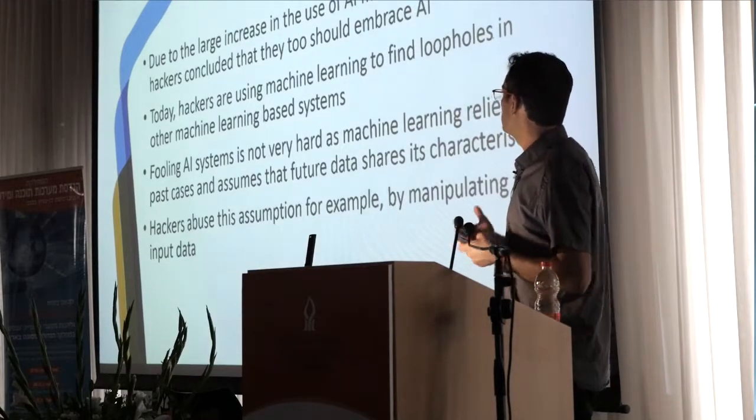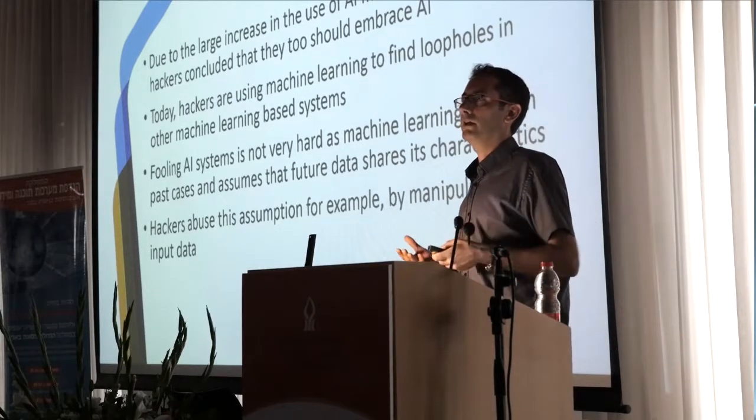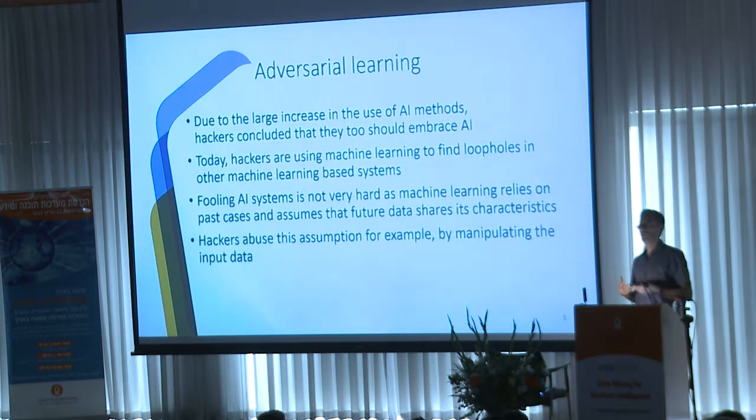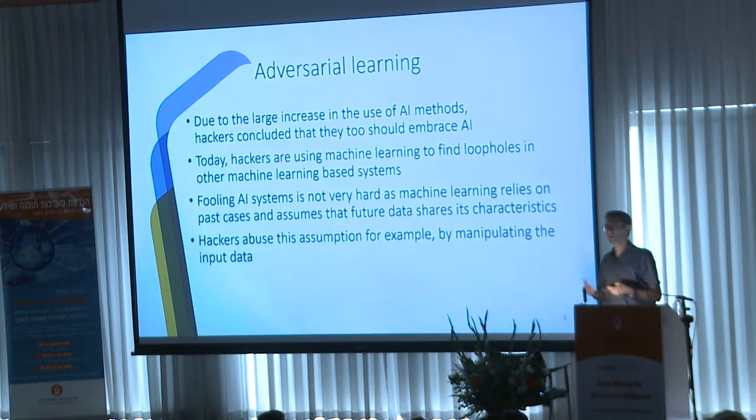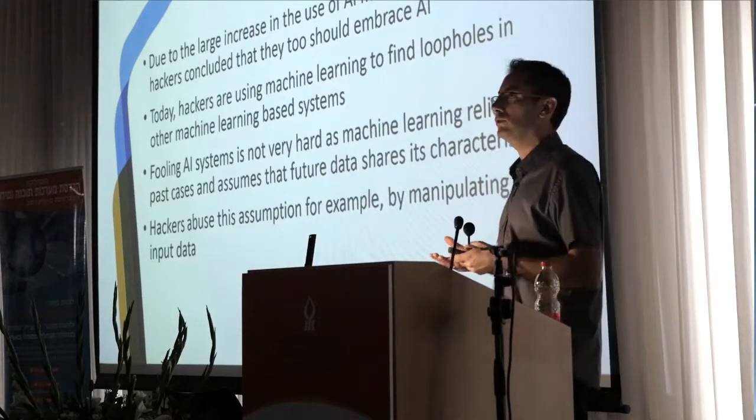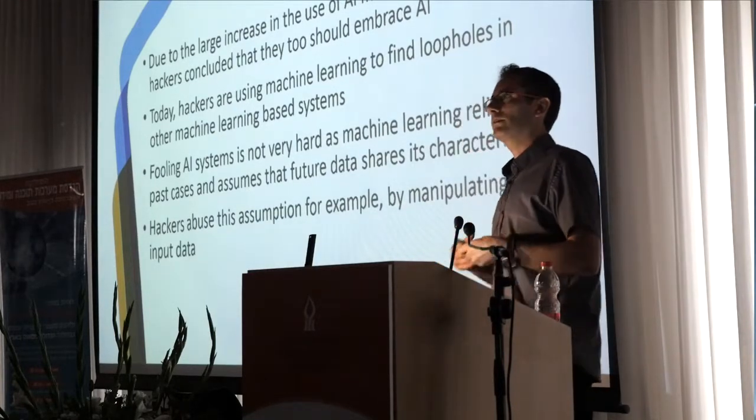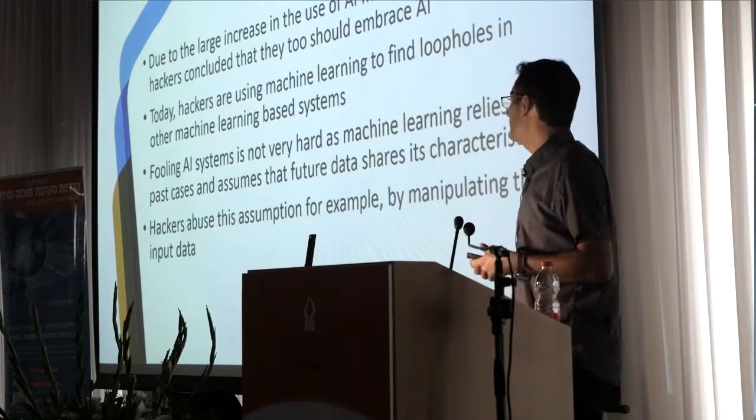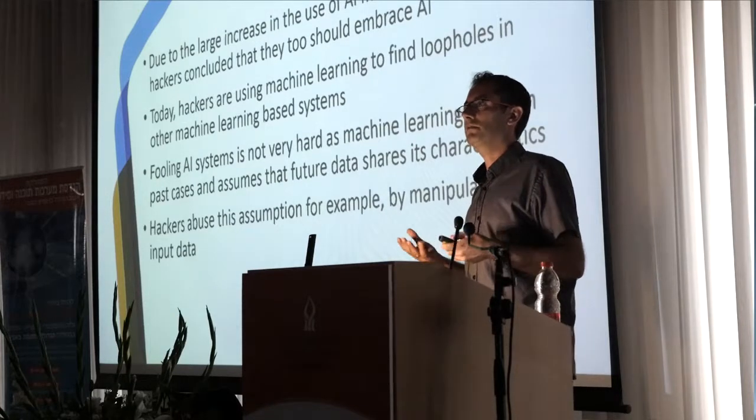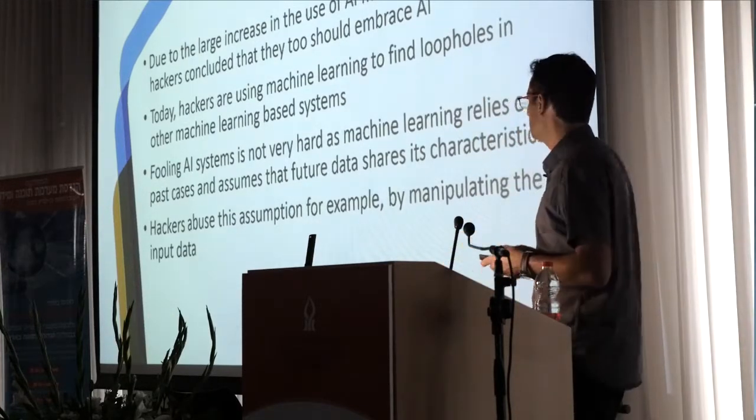If we think about it, attacking or fooling AI systems is relatively easy, because eventually the machine learning model is trained from data that is available to it. It does not really have the ability to reason, and attackers can abuse this fact in order to attack the system.